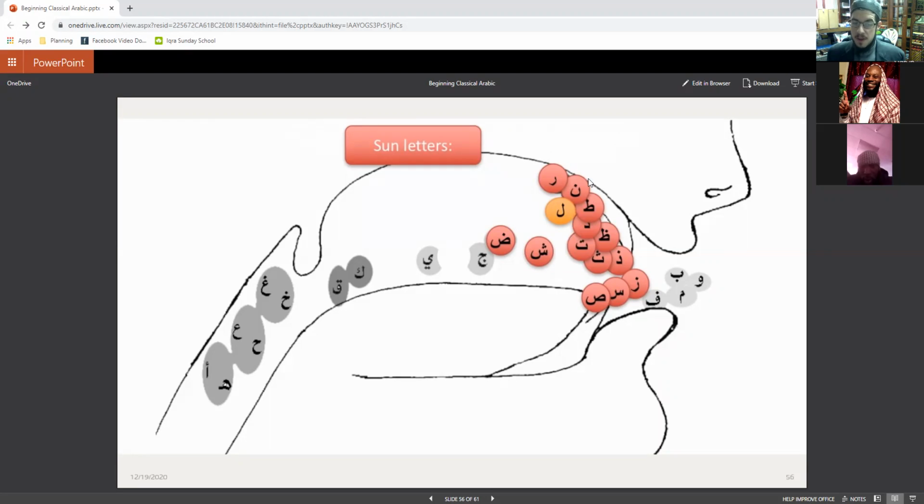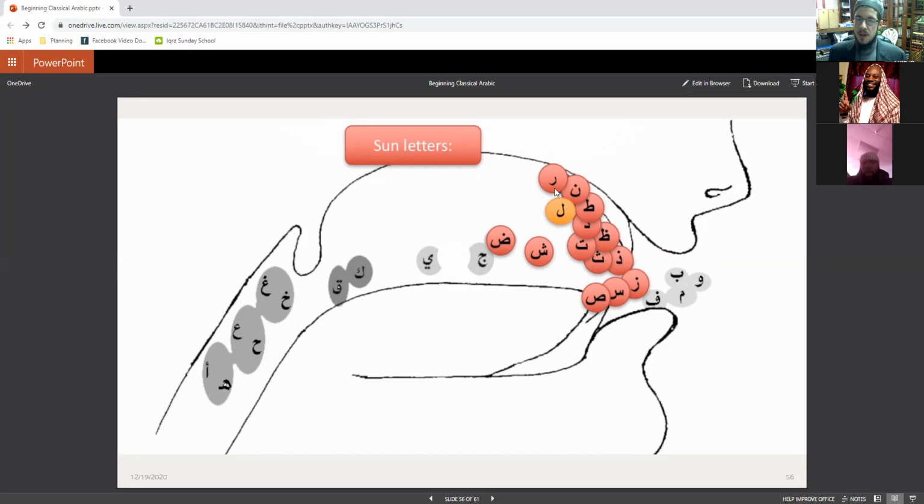So our first example was najmun, right? If we add alif lam to it, it becomes an-najmu. We skip pronouncing the lam entirely. Why? Because look at how close the lam and the nun are to each other. It's easier on the tongue to just merge them together into one sound.